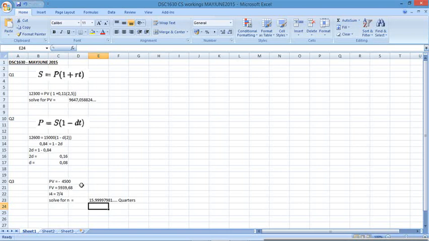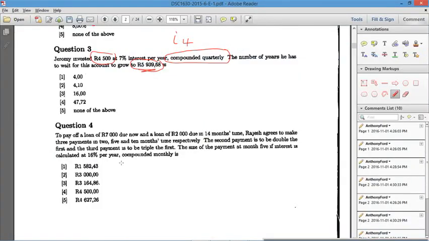Why is it quarters? Well, I inserted I4. So if I insert I4, I'll get N in quarters. So if I divide that, I'm going to get the number of years. 16 divided by 4 gives me 4. Remember the question said the number of years, not the number of quarters. So 4 years.